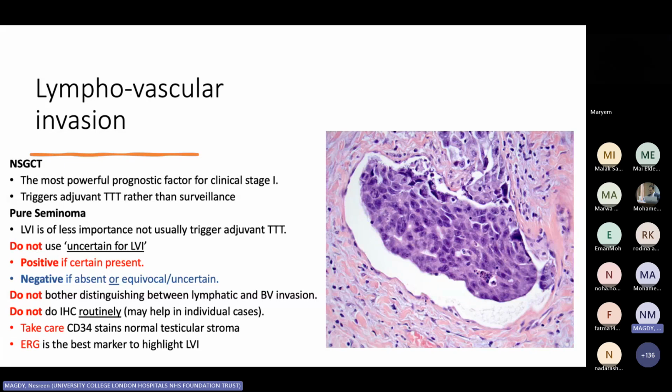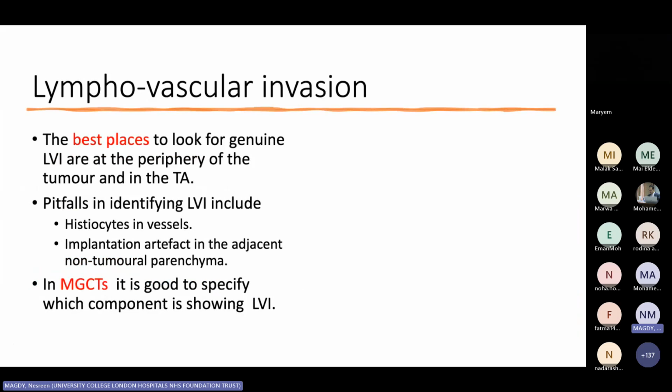But sometimes we need to do these markers, and take care that CD34 stains the normal testicular stroma, so the background will be very messy, and you may overcall the presence of lymphovascular invasion. So I usually use ERG, which shows a clean nuclear staining of the vascular spaces.